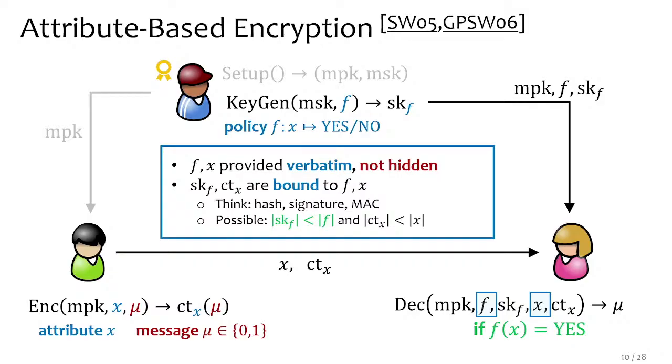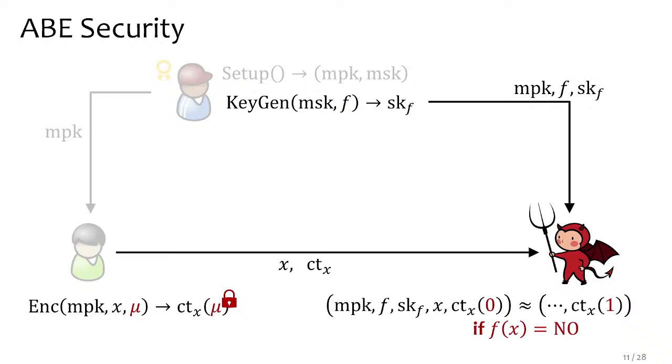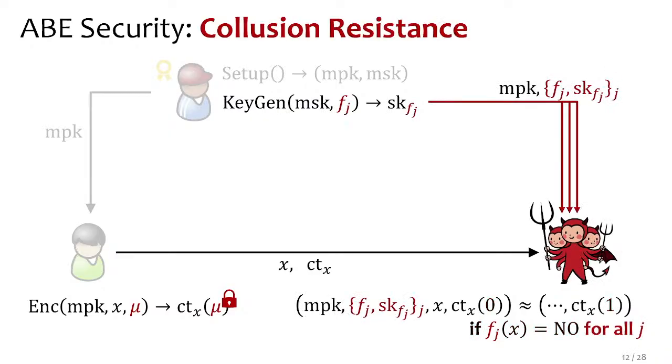So the security of ABE says that if f of x is no, then you cannot decrypt. In particular, ciphertexts encrypting 0 or 1 should be indistinguishable from each other. And it actually has to hold even if you have multiple secret keys, as long as each of them is not individually authorizing the decryption.